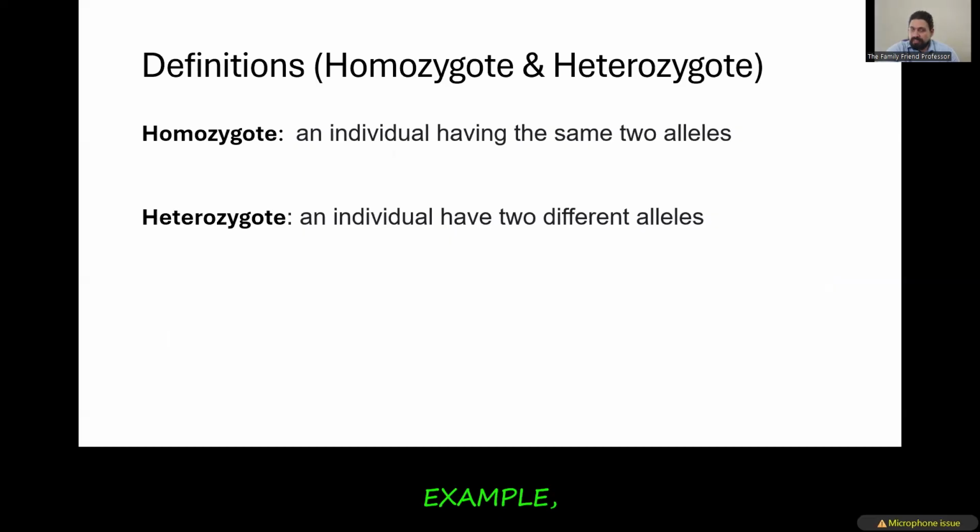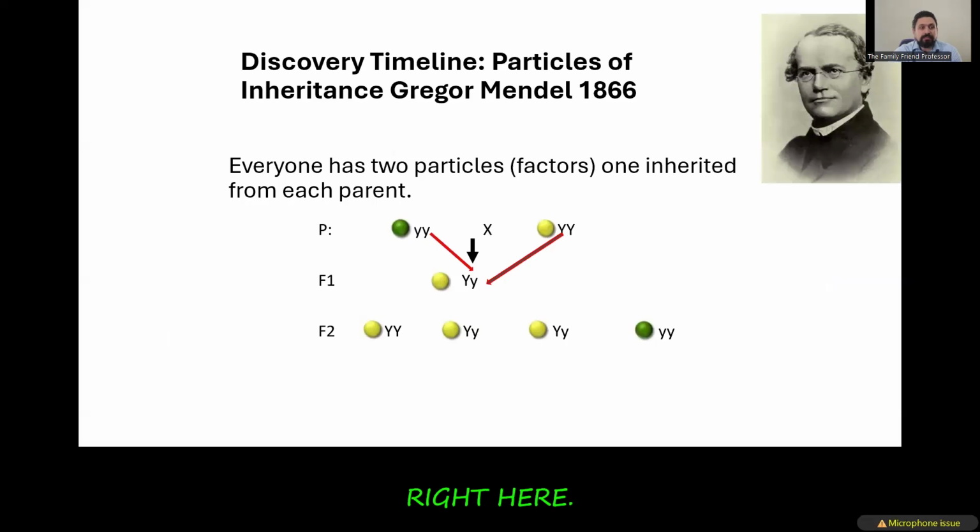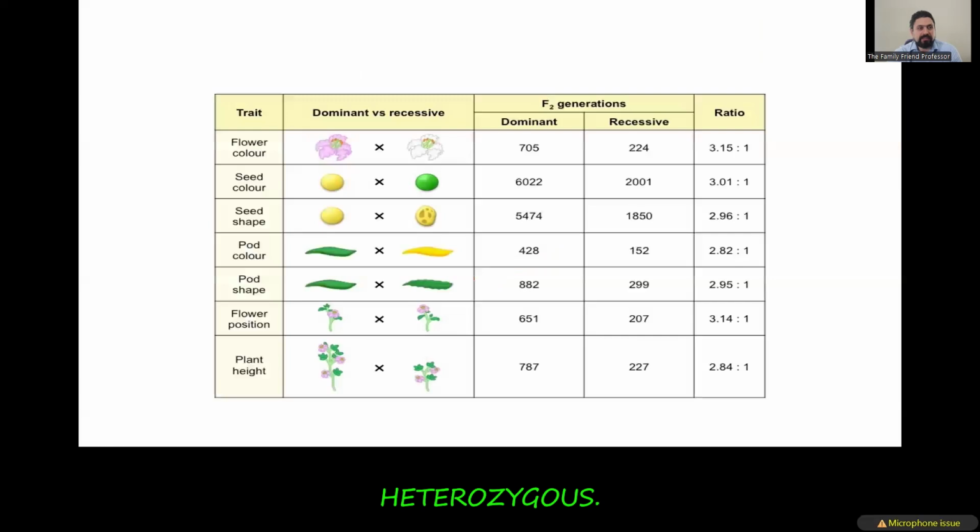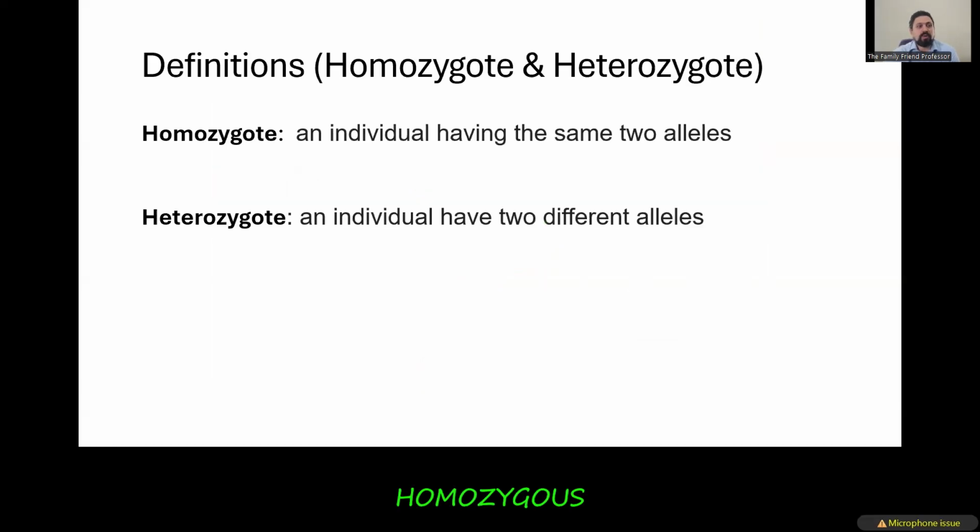Okay? So we also have the word homozygous, which means pure. If you remember the P example, if you are big Y big Y or little y little y, this is pure; you call it homozygote or homozygous. When you have two alleles that are identical, that's homozygous. If you have two alleles that are different, that's heterozygous. So homozygous is an individual having the same two alleles. A heterozygote would be an individual that has two different alleles.